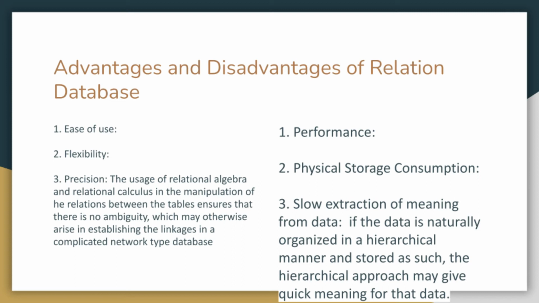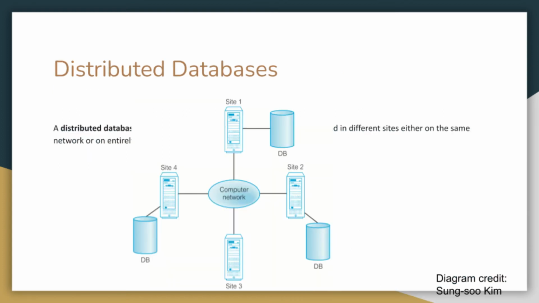2. Physical storage consumption. With an interactive system, for example, an operation like join would depend upon the physical storage also. It is therefore common in relational databases to tune the databases, and in such a case, the physical data layout would be chosen so as to give good performance in the most frequently run operations. 3. Slow extraction of meaning from data. If the data is naturally organized in a hierarchical manner and stored as such, the hierarchical approach may give quick meaning for that data.